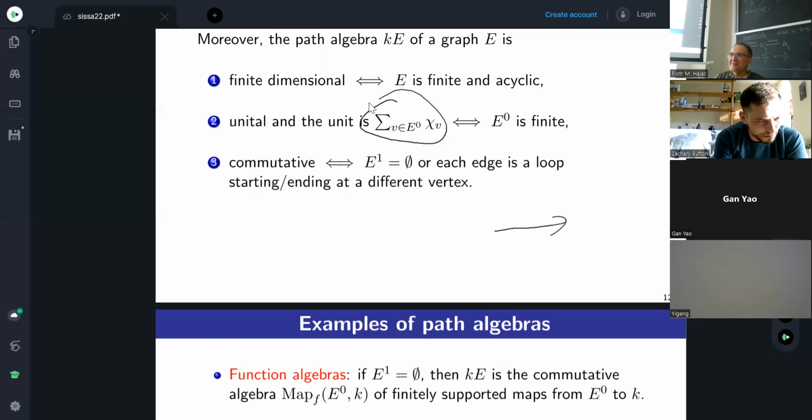There's no L1 structure. There's no analysis here. There's no convolution. It's just commutative pointwise multiplication. I have a set and I have finitely supported functions on the set, and I multiply these functions component-wise. That's it. That's the algebra, commutative algebra.